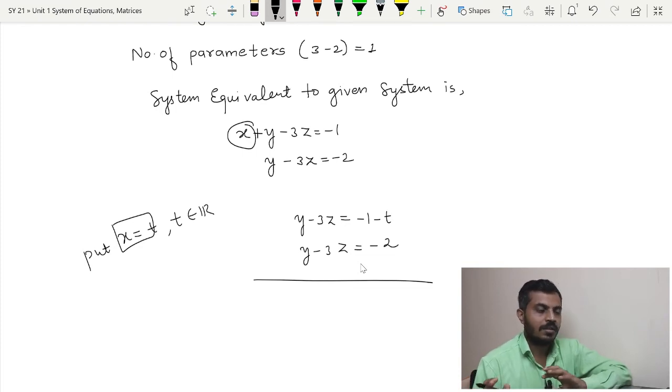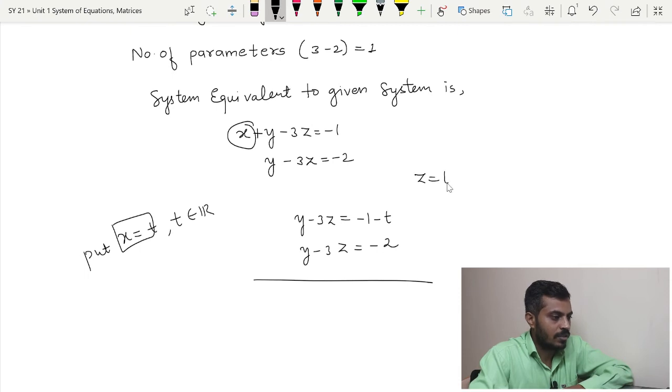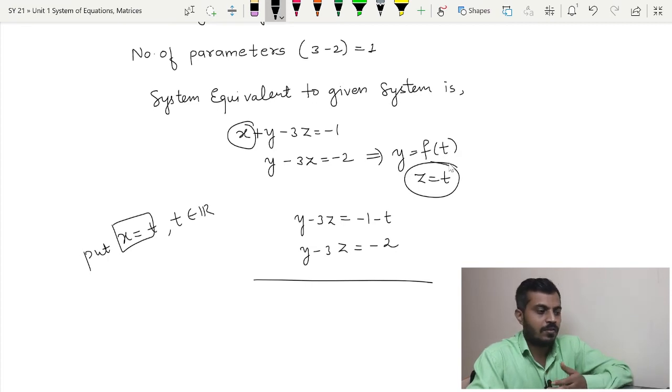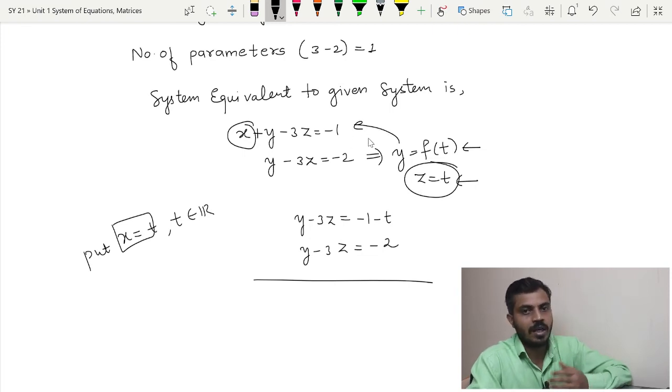So now the question remains for the variable y and variable z, and the nice thing is now we can use the parameter for variable y or variable z, the choice is ours. Even if I use the parameter for z, I can get the value of y in terms of t, let me call it f of t, and once you get the value of y, we already have the value of z to be t, simply put it in the first equation and get the value of x, and our job is done, we got our solution.